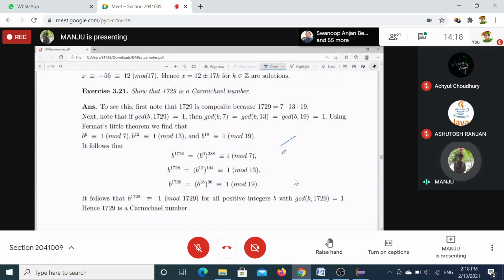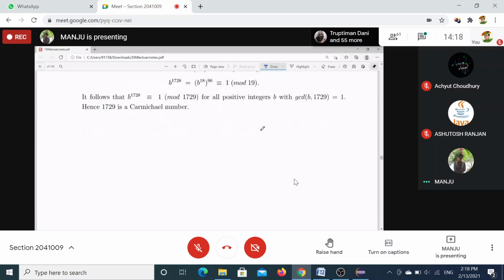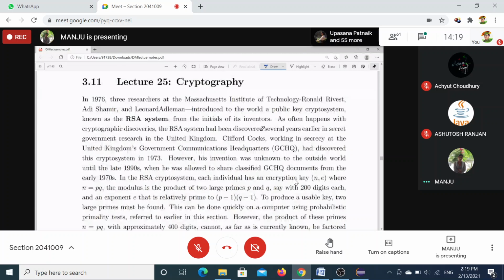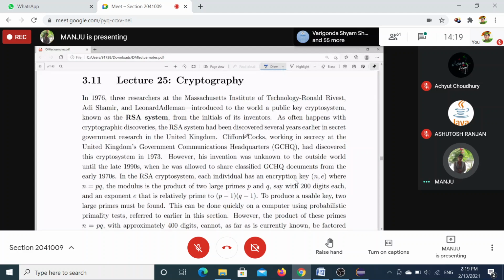In Carmichael number, yes, this B you select because if we want to show for all B, you select it in general. Okay. Any specific doubt in this one?